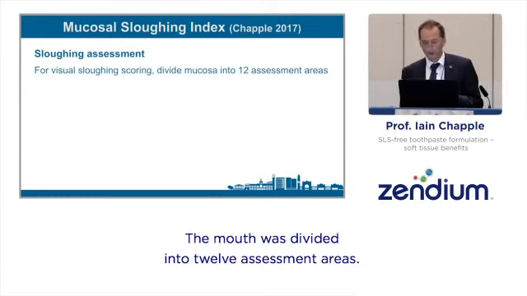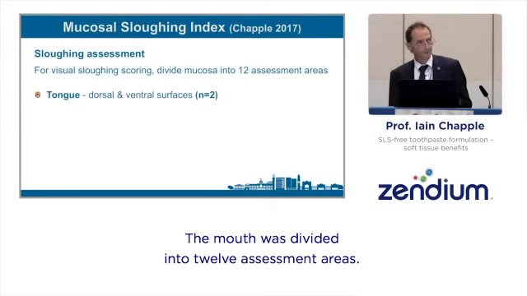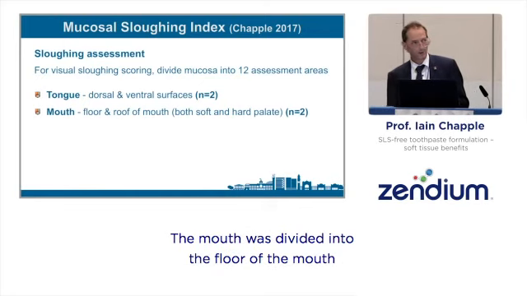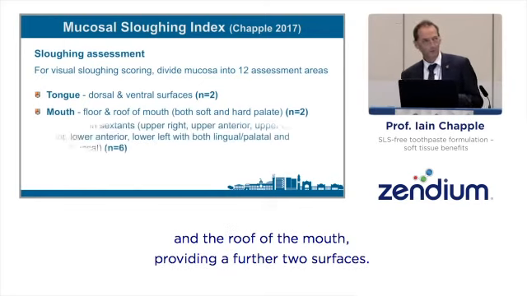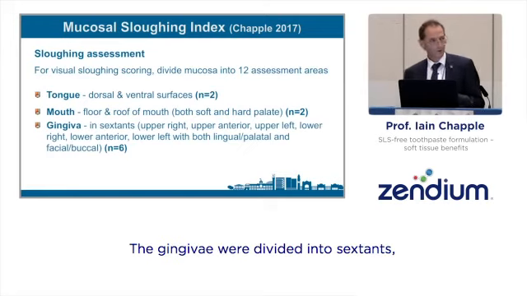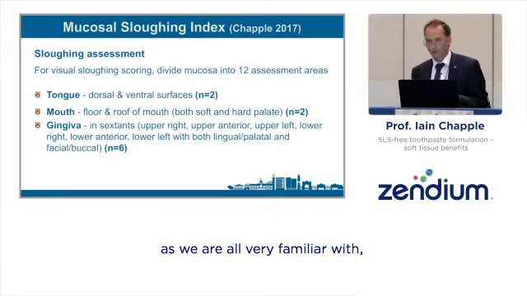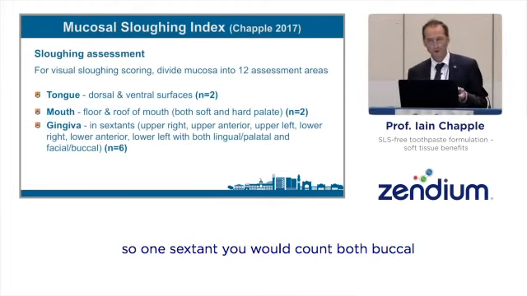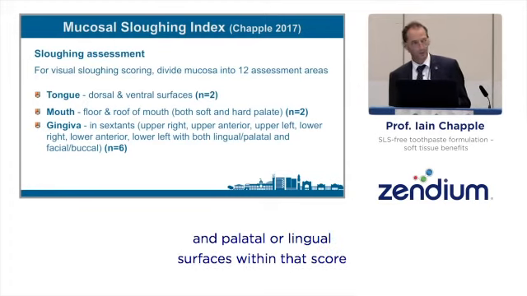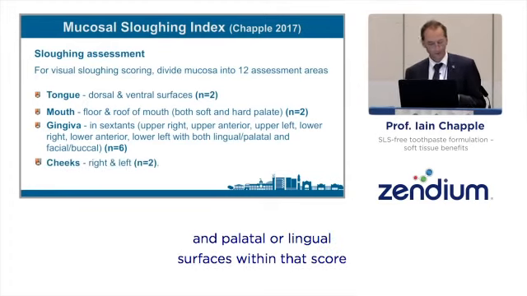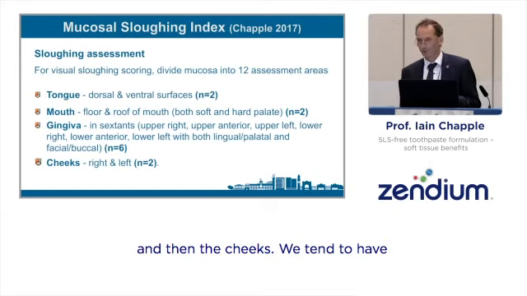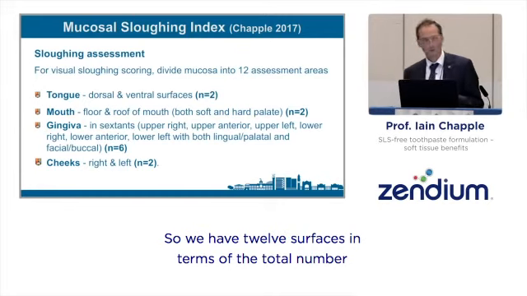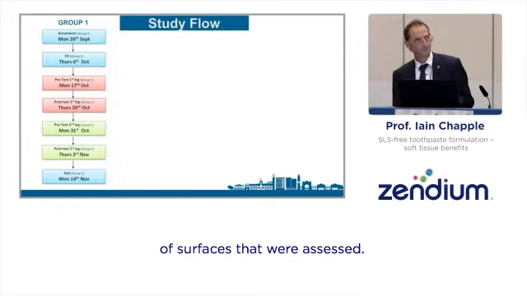The mouth was divided into 12 assessment areas. The tongue was counted as 2 surfaces, dorsal and ventral. The mouth was divided into the floor of the mouth and the roof of the mouth, providing a further 2 surfaces. The gingivae were divided into sextants, as we are all very familiar with. Therefore, we had 6 sextants. So for 1 sextant, you would count both buccal and palatal or lingual surfaces within that score. And then the cheeks, we tend to have 2 of those, so they counted as 2. So we have 12 surfaces in terms of the total number of surfaces that were assessed.